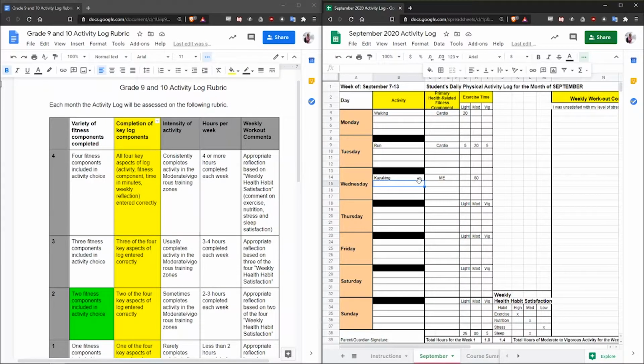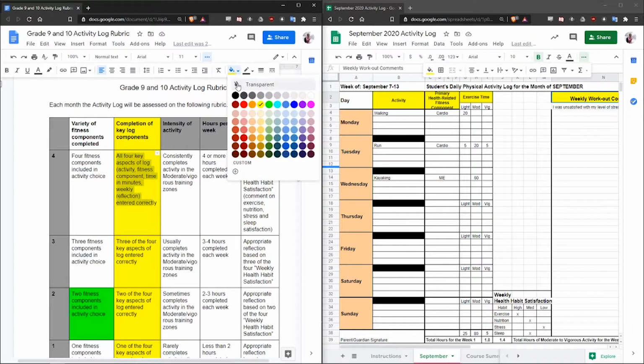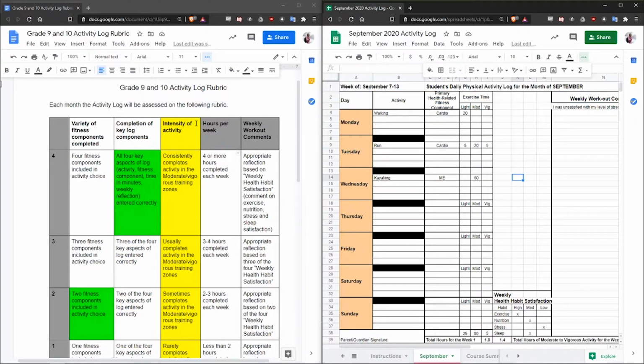All right, next up, we'll be looking at the completion of key log components. That's the activity column, the primary health-related fitness components column, the exercise time section, as well as doing the weekly workout comments. Just by adding information to those 4 columns, you receive a mark. So for this individual, they have information in all, therefore they get 4 out of 4 for this part of the rubric.